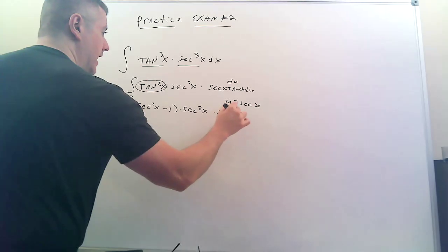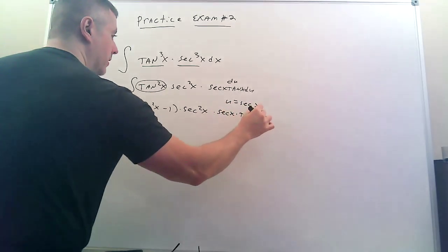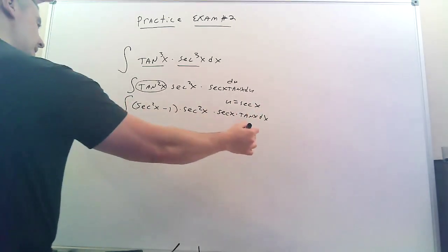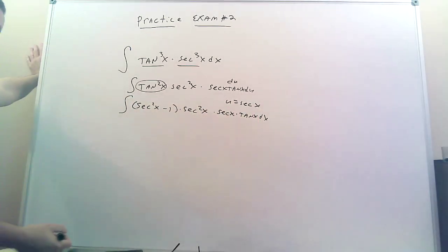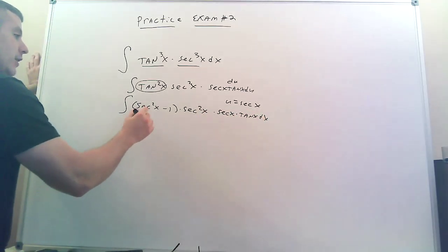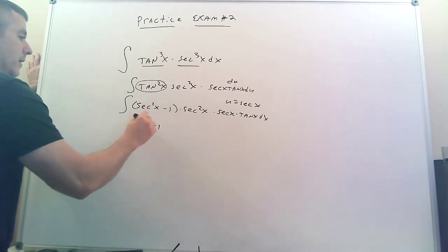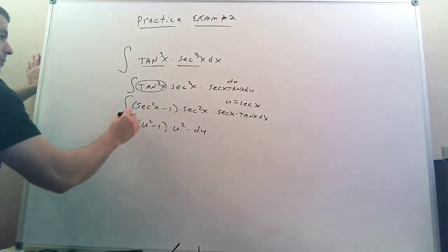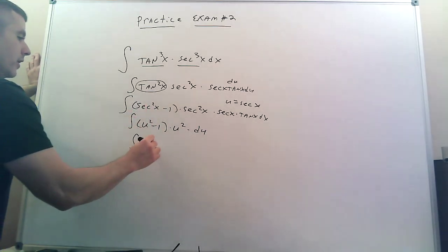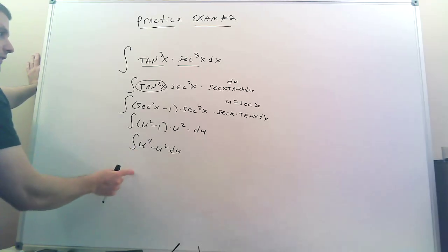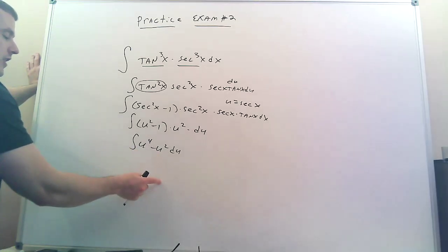Now I do totally get why people will put du here, because it's a lot of writing and you want to be a little lazy. So you just put the du there, but you only do it here, right? I mean, if you really want to do it now, I can do it now. You could put it all in there now and then distribute that and then get u to the 4 minus u squared du. I'm okay with that. And then you'll get 1/5 secant to the 5th and then 1/3 secant to the 3rd.